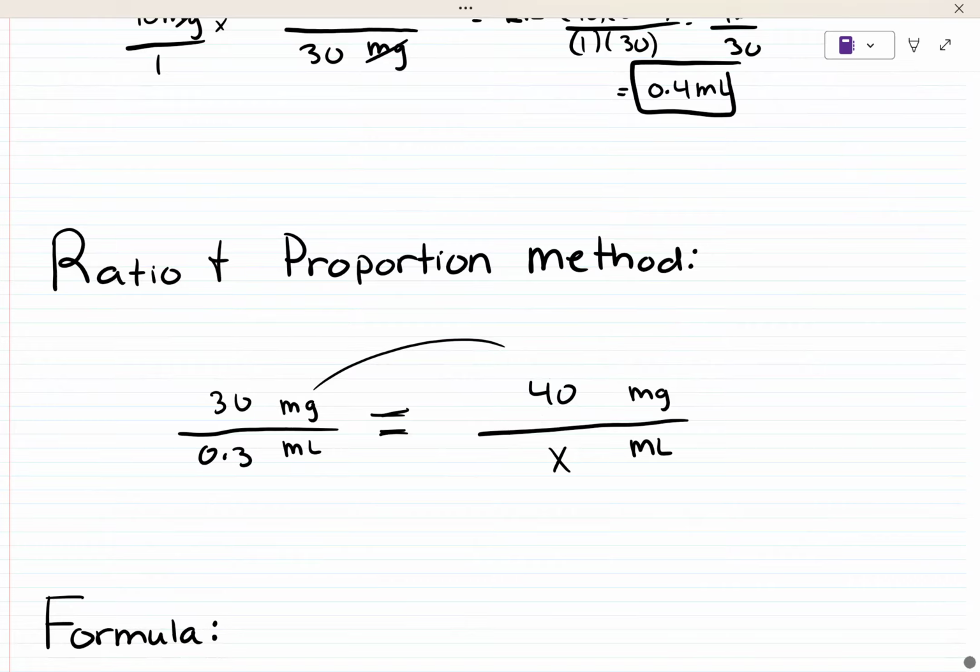Go ahead and cross multiply. So this is going to be 30x equals 0.3 times 40.